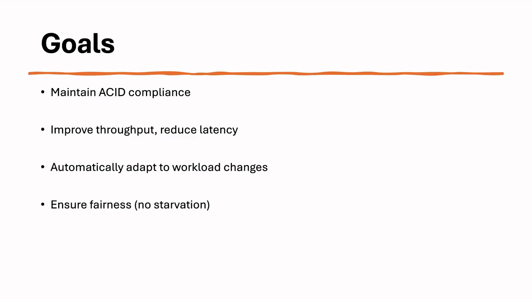Goals. Our main goal is to keep Postgres ACID guarantees intact, meaning every transaction should remain atomic, consistent, isolated, and durable while improving performance. We also aim to reduce latency, increase throughput, ensure fairness by avoiding transaction starvation, and build a solution that adapts automatically to changing workload patterns.